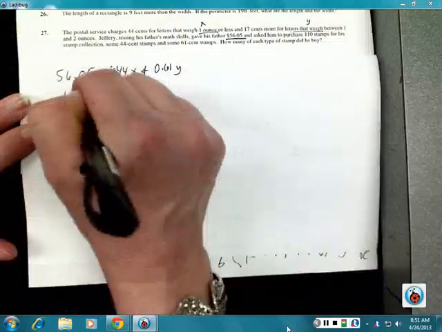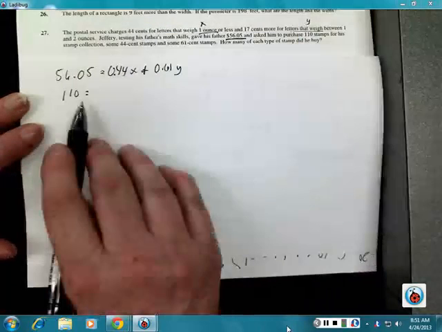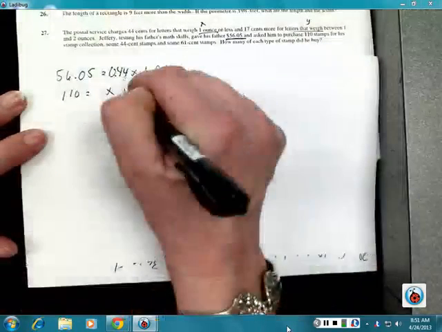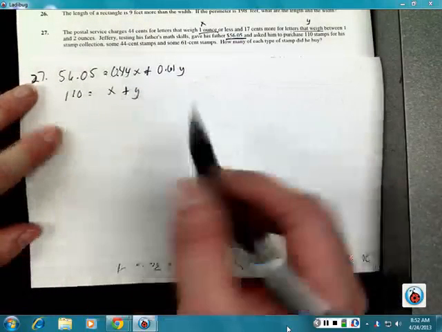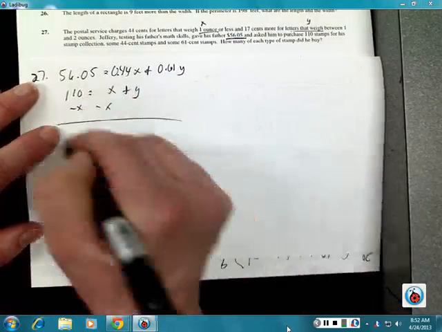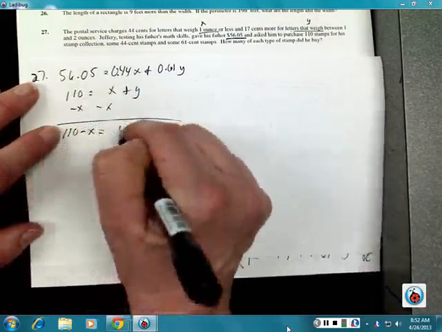And then there's one other piece to this. What else do I know about the stamps that he bought? Anything else? Yeah, there's 110 stamps. So that means he bought so many X's plus so many Y's. And then that becomes my equation for this one of 27. And so to solve it, I'd probably get Y by itself, minus X. And I get 110 minus X is equal to Y.